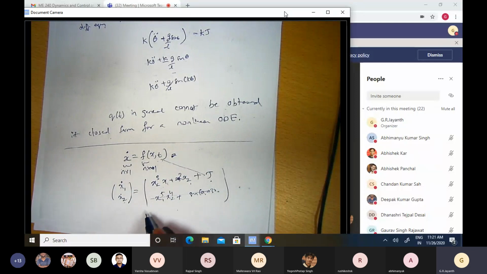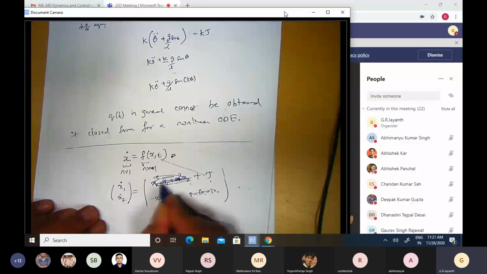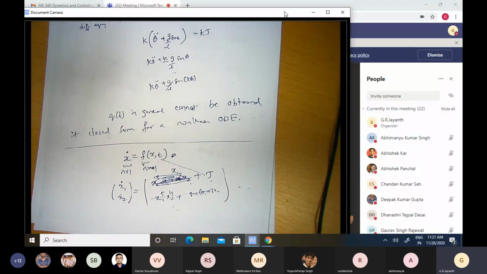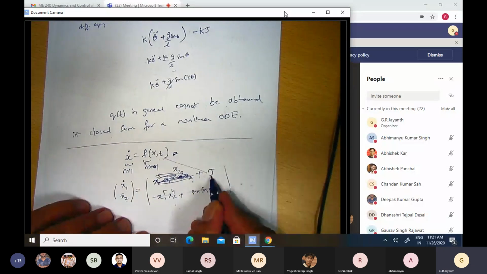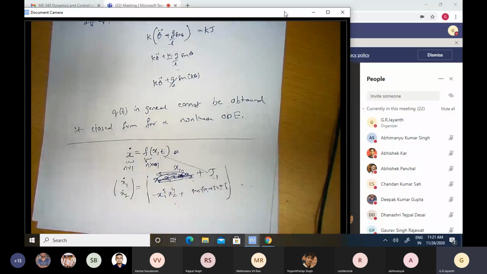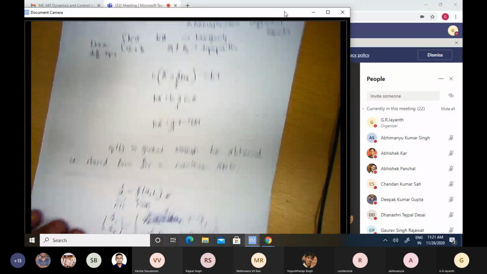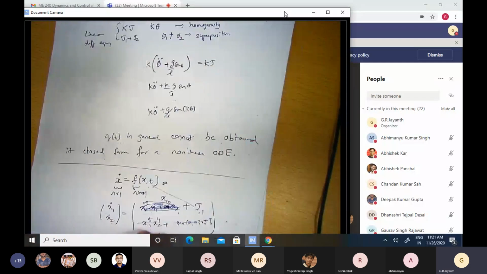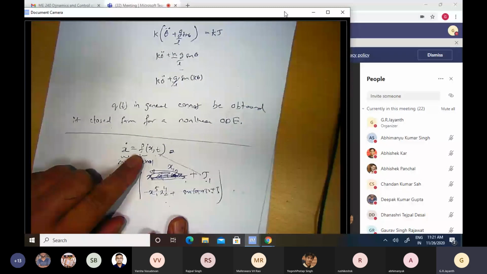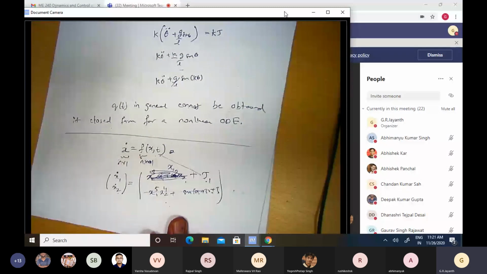I can, for example, have the first row not have any term in x2. I can only have x1. Okay, the second row can only have x2 or can only have something else, x1 plus x2. So the combinations and possibilities are limitless. And I can also have forcing, as I said. I can have generalized forces also, tau1 and tau2 and so on, as part of my right-hand side expression. So clearly, therefore, I can represent nonlinear differential equations in this compact form, provided they are of the first order.